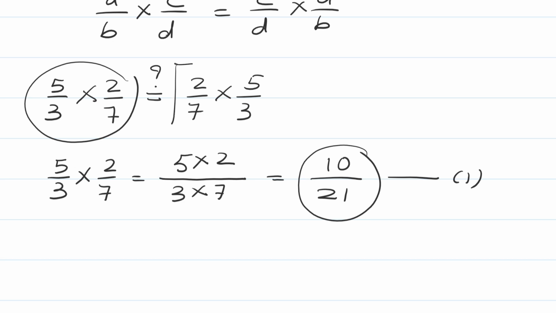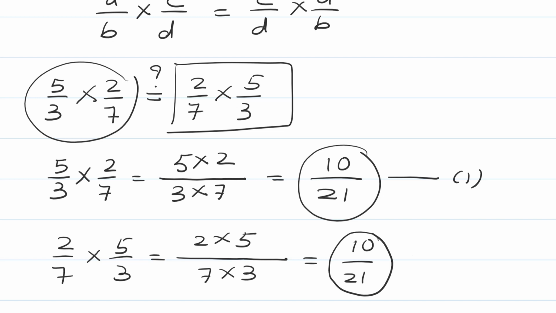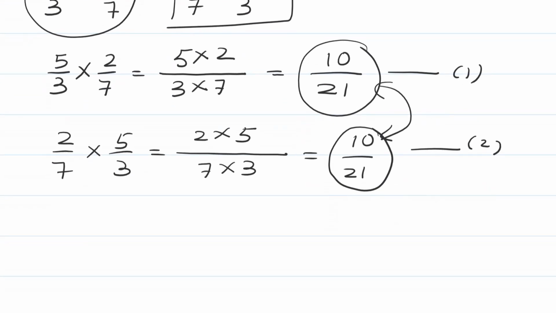Now we will simplify RHS. 2 by 7 into 5 by 3. Product of terms in numerator 2 into 5. Product of terms in denominator 7 into 3. 10 by 21. So compare. Same number. And therefore from 1 and 2, 5 by 3 into 2 by 7 is equal to 2 by 7 into 5 by 3.